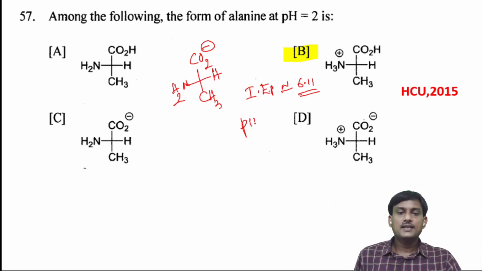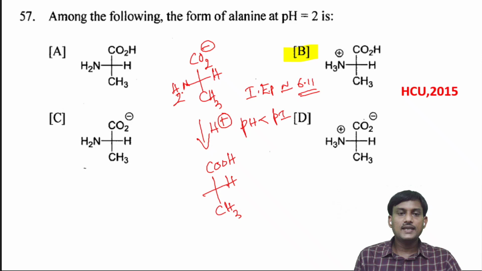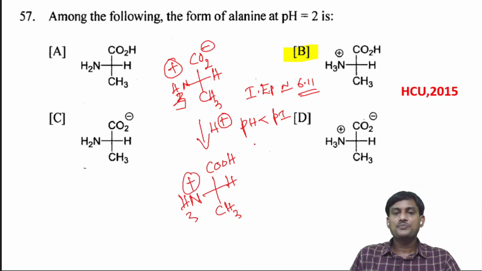When pH is less than the isoelectric point, pI, protonation takes place at the CO2 minus. So the CO2 minus will become COOH, with CH3 and NH3 plus. The zwitterionic form has NH3 plus. In the presence of acid, if the pH is less than pI, the form will be like this.